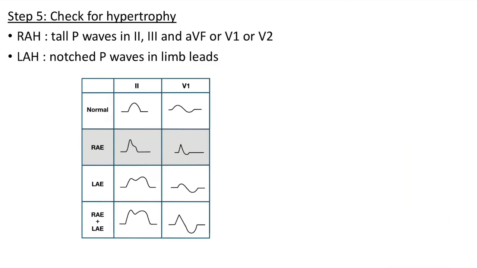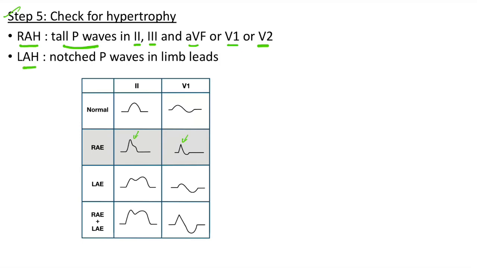Step 5 is we have to check for hypertrophy. In case of right atrial hypertrophy, there will be tall P waves in leads 2, 3 and AVF or V1 or V2. As you can see in this picture, there are tall P waves in lead 2 and in V1. This is a case of right atrial hypertrophy.